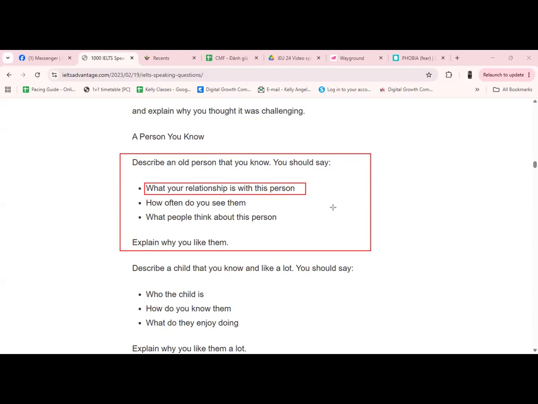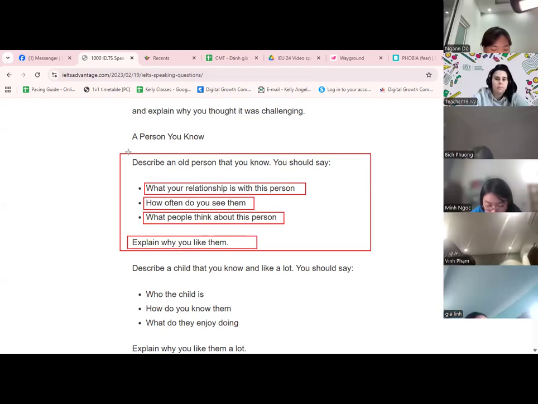So they would give me an answer saying, it is my grandmother. I see them every weekend. Everyone thinks my grandmother is loving. She's kind. I like this person because she raised me. I don't want answers like that. Okay, so don't just answer with simple sentences. You need to give a lot of detail.